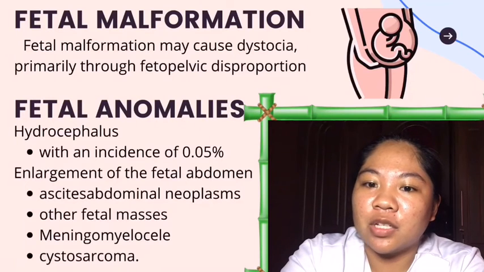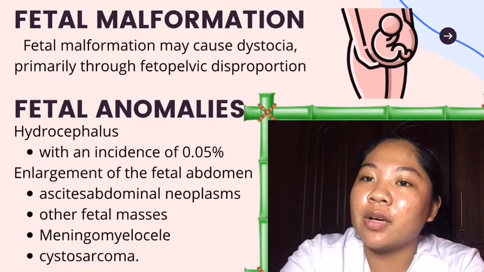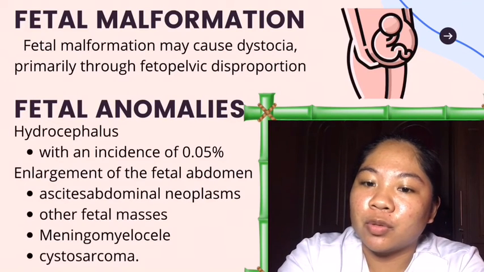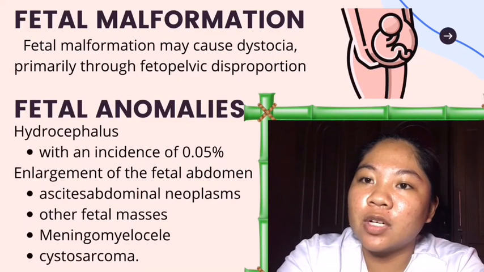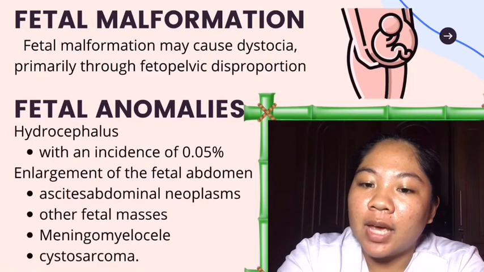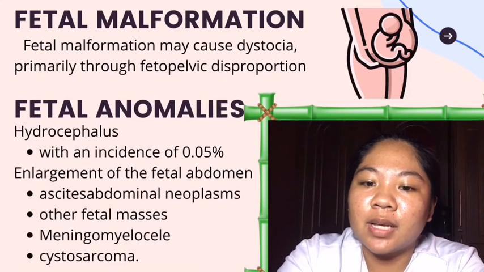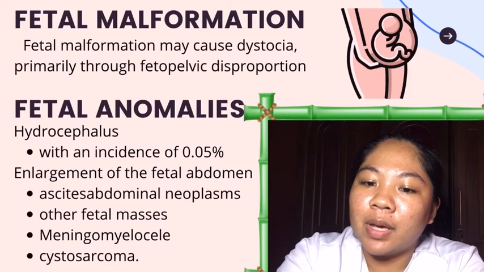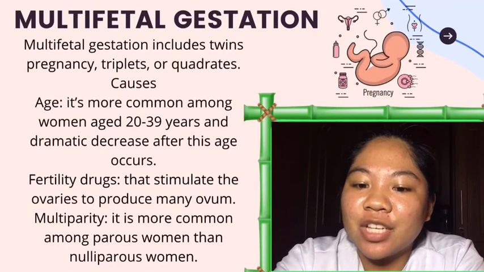Fetal malformation. Fetal malformation may cause dystocia primarily through feto-pelvic disproportion. Fetal anomalies: hydrocephalus, with an incidence of 0.05%. Enlargement of the fetal abdomen: ascites, abdominal neoplasm, other fetal masses, meningomyelocele, and cystosarcoma.